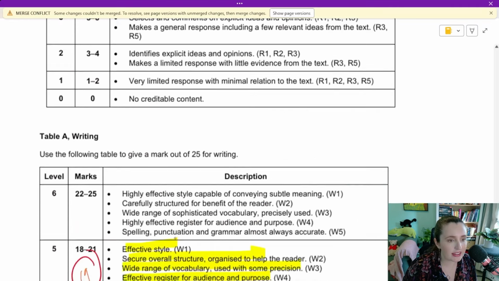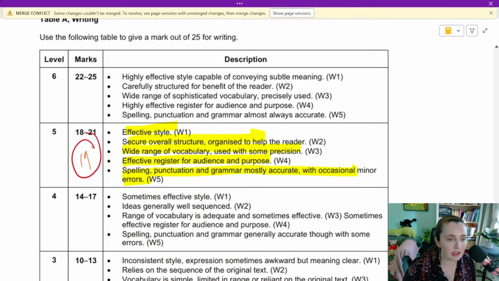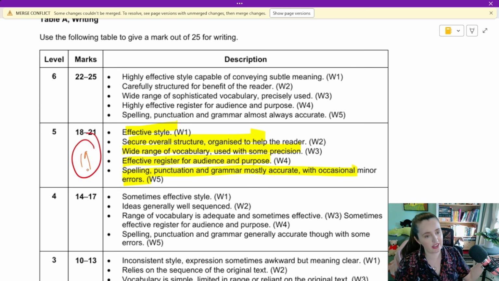So it's the same band. She's still in level 5, just like Lily, but Lily was 21. This one's 19. She's very securely in this band. She is effective. She does have a secure overall structure, does have a wide range of vocabulary, effective register, and spelling, punctuation and grammar mostly accurate, minor errors. So I think she's about here.